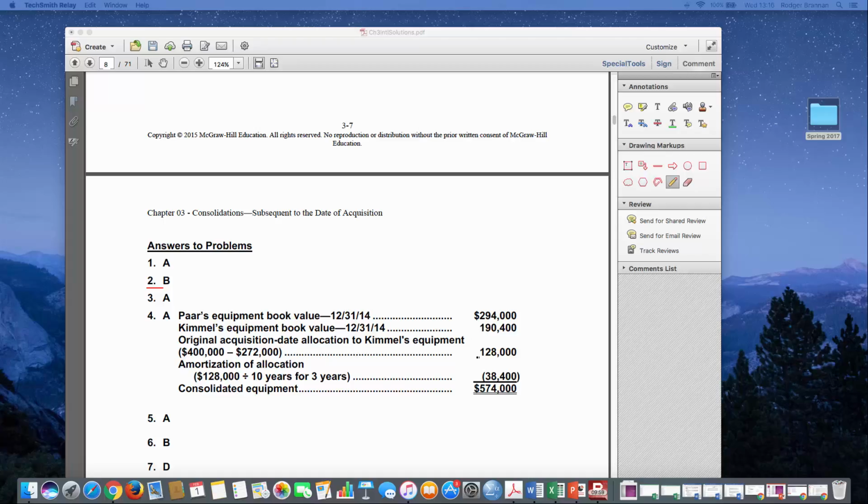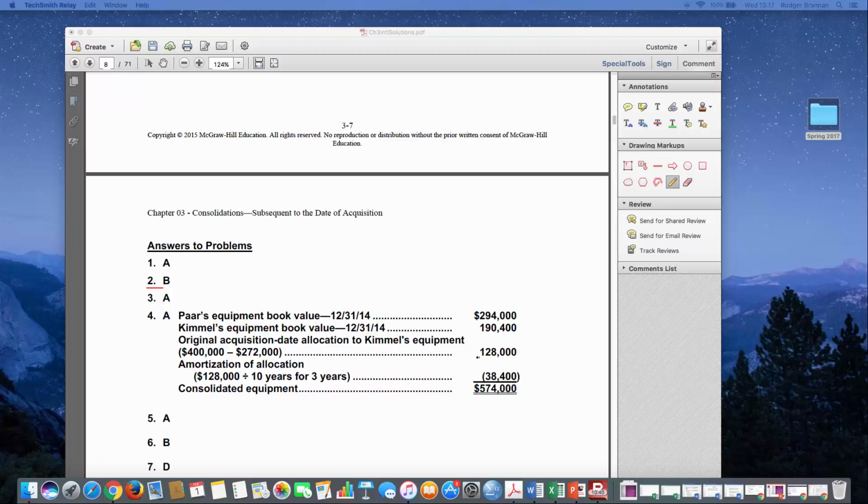So if you take the 294,000, that's the book value of Par, the parent's equipment. 190,400 is the book value of the Kimmel, that is the subsidiary's, which gives you a total of $484,400. Less the amount of the adjustment that was made, which is $128,400. Then the $128,000 is being reduced each year over 10 years. So at the end of 3 years, you would need a total reduction of that amount of $38,400.